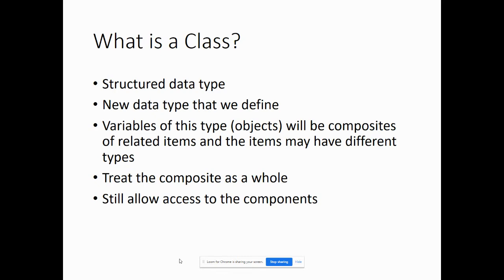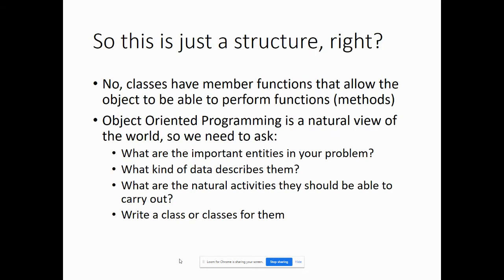So a related concept is classes. These are a structured data type. They're a data type that we define. They'll be composites of related items, and they may have different types. In fact, they usually do. And we treat the composite as a whole, but still allow access to the individual components. So that's just like a structure, right? Well, not exactly. Classes have member functions that allow them to perform actions, or these are called methods in object-oriented programming. And object-oriented programming proponents say, well, this is a pretty natural view of the world.